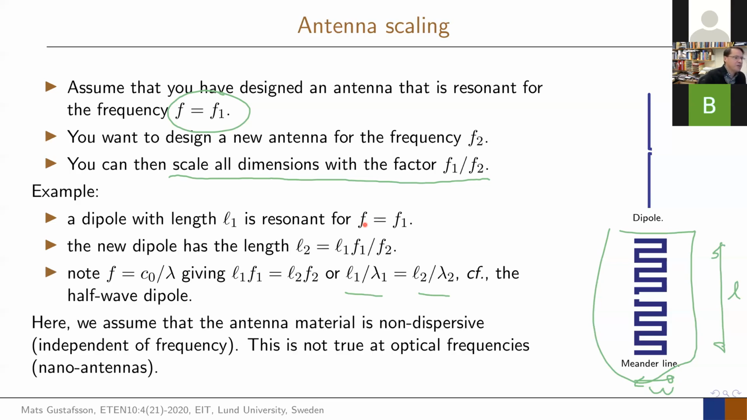And what I assumed here is, of course, that the materials are what we call non-dispersive. They do not depend on frequency. And I also mentioned that this is not true for what are called optical antennas. When you go to visible light, for example, in general, materials change their properties very rapidly around optical frequencies.